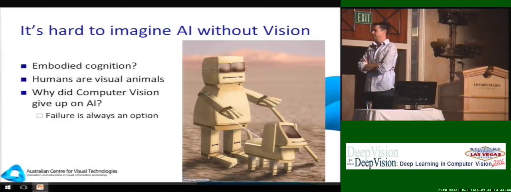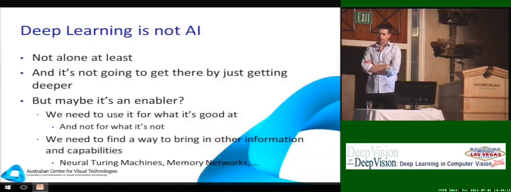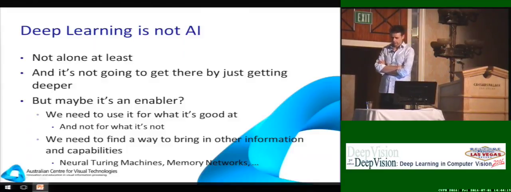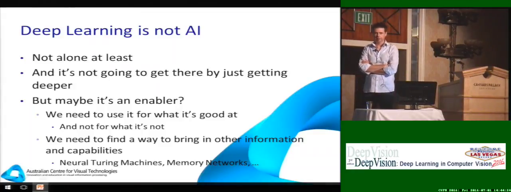So, I think in general it's hard to imagine artificial intelligence without vision, and my enthusiasm is about the fact that we're getting a bit closer. But deep learning isn't it. Again, I think we are getting too enthusiastic about this idea. I think there are some really good reasons. Sorry, I don't want to stand in front of a deep vision workshop and tell you not to get enthusiastic about deep vision, but I do want to tell you that I don't think it's AI, and I don't think that it's going to get there just by getting deeper. Yeah?